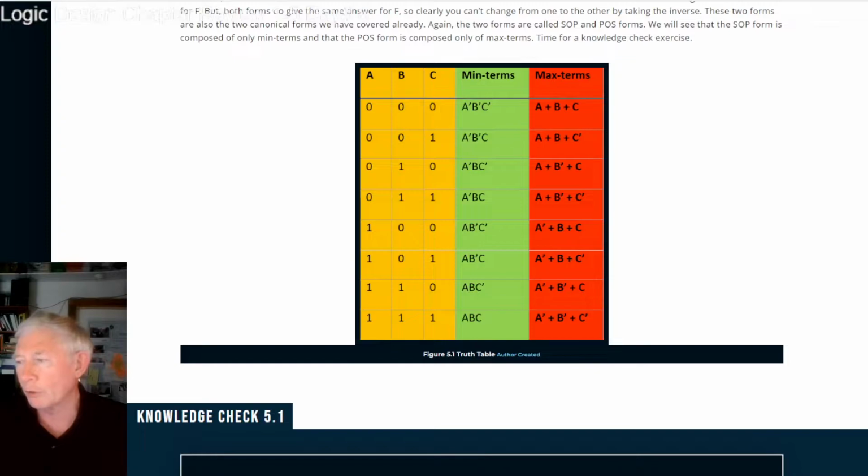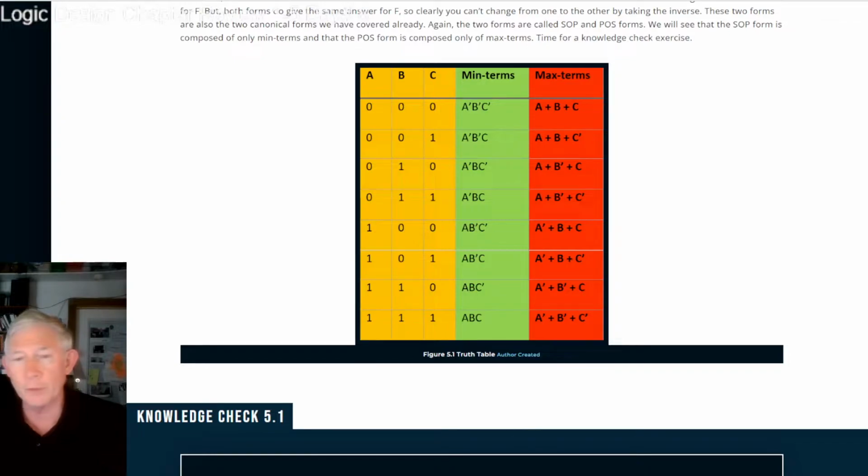When we want to do the max term solution, we pick the max terms from the rows where the desired output is 0, and we AND those, or multiply those together. The reason that works is that when we multiply these max terms together, we'll get a 1 unless one of those max terms resolves to 0. The only way that happens is if all of the variables in that term are 0, because if any of them is 1, then that term will be a 1.